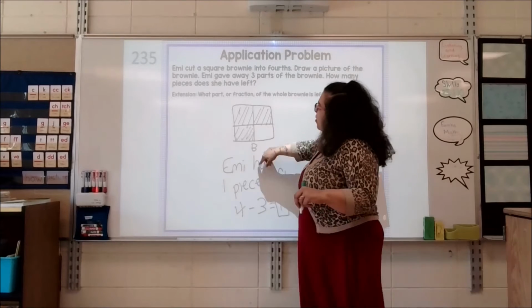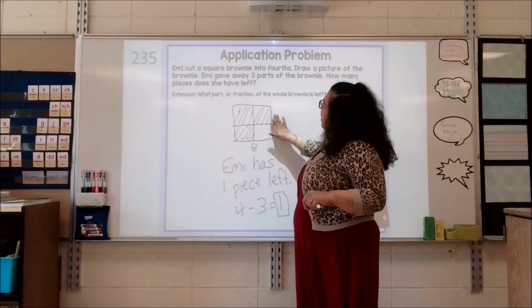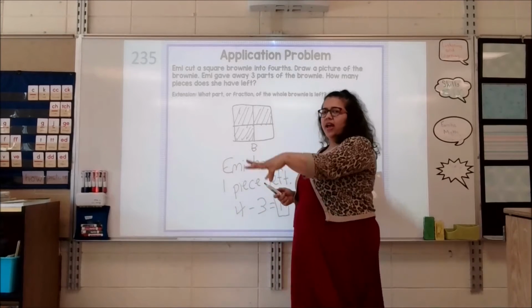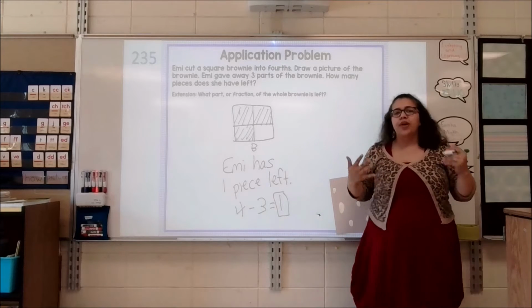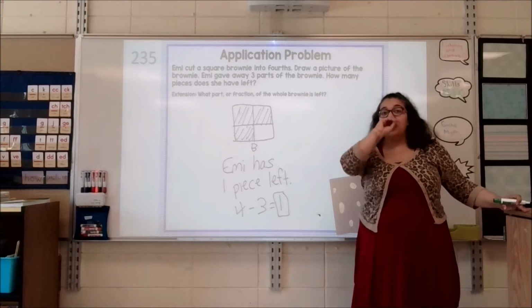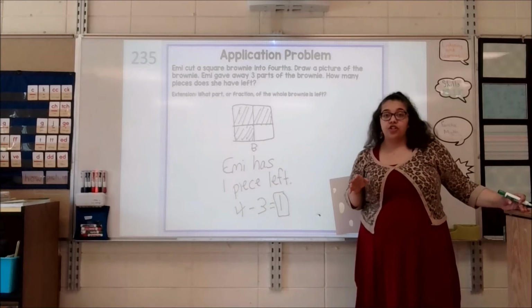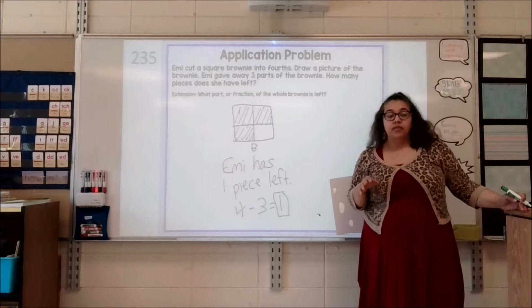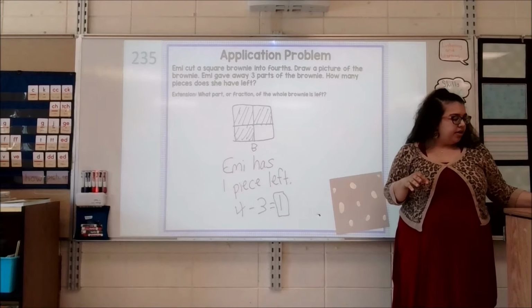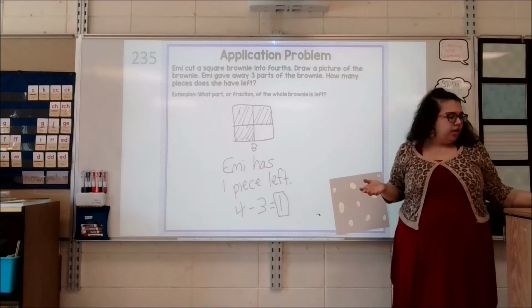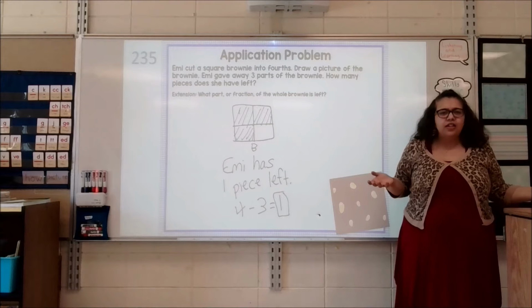We have 4 equal pieces. She gave some away. So when we give away, what operation is that? Is that addition or subtraction? It is subtraction. Good, because you don't have them anymore. They're gone. It's not yours. You don't have it anymore.